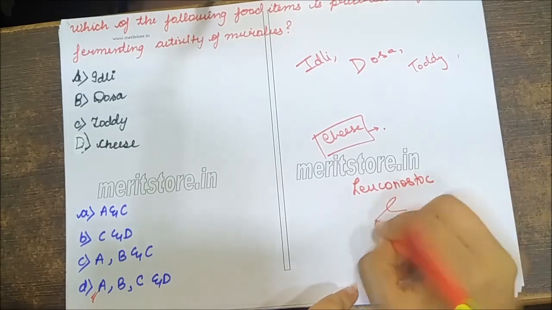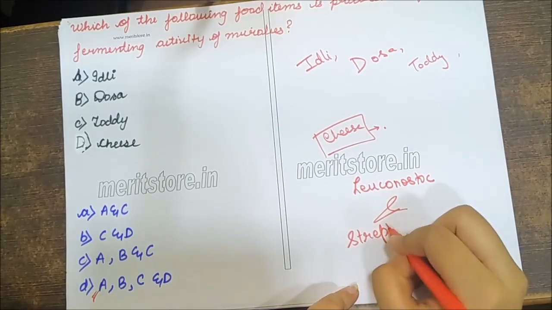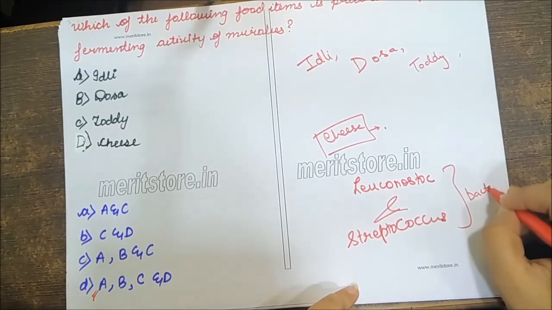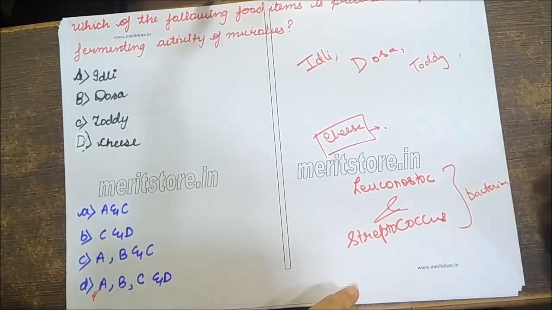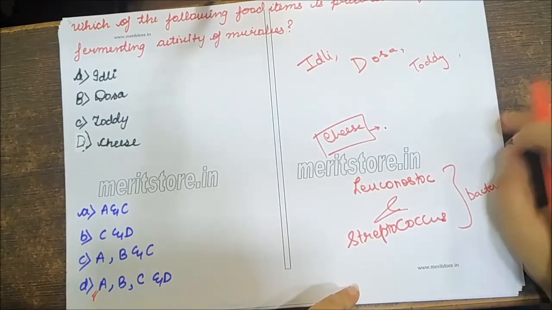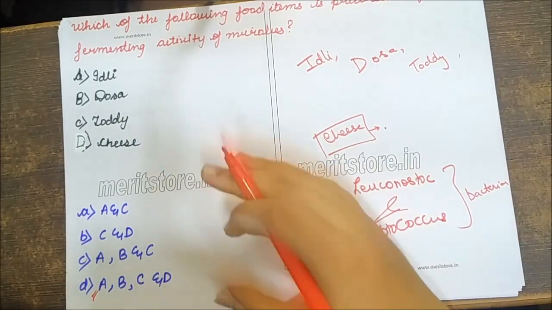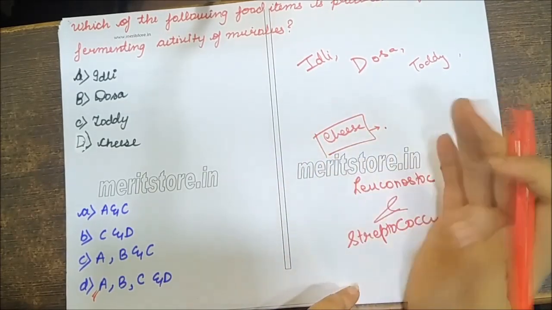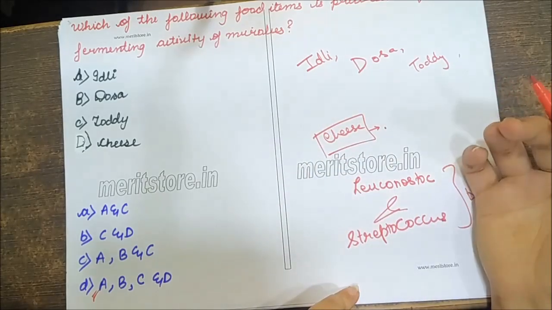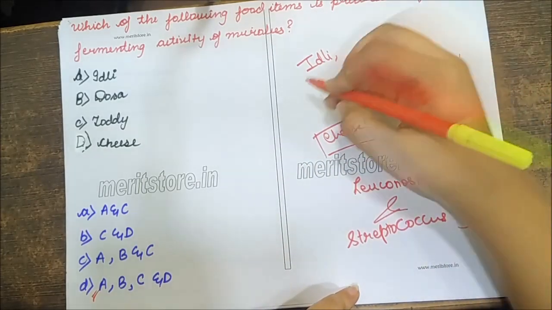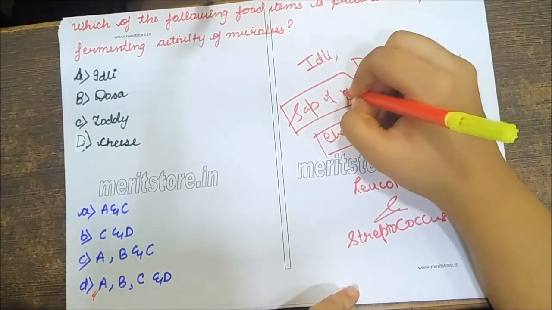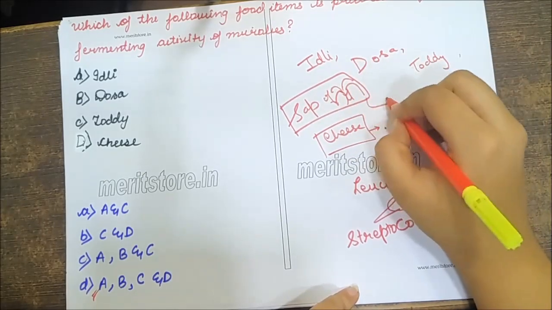leuconostoc and streptococcus species of bacteria. These two are very important. If these two bacteria are not present in any type of fermented food, then the fermenting activity of microbes cannot happen. So let's know what todi is. Todi is a traditional drink of some parts of South India like Tamil Nadu, Kerala, Karnataka, Andhra Pradesh, which is made by fermentation of sap of palms.